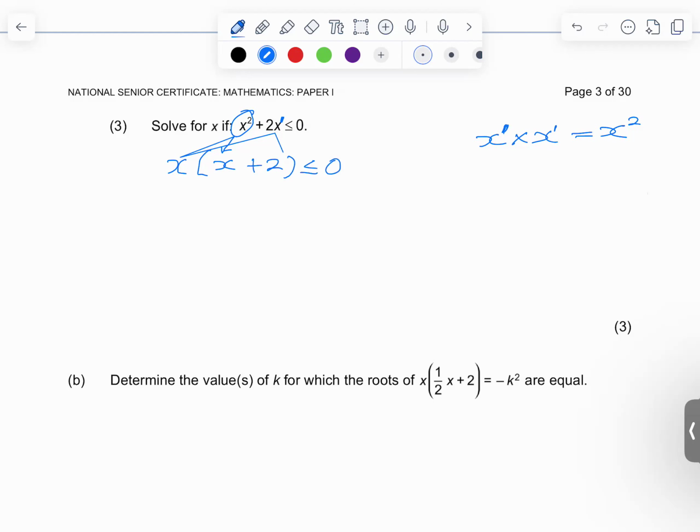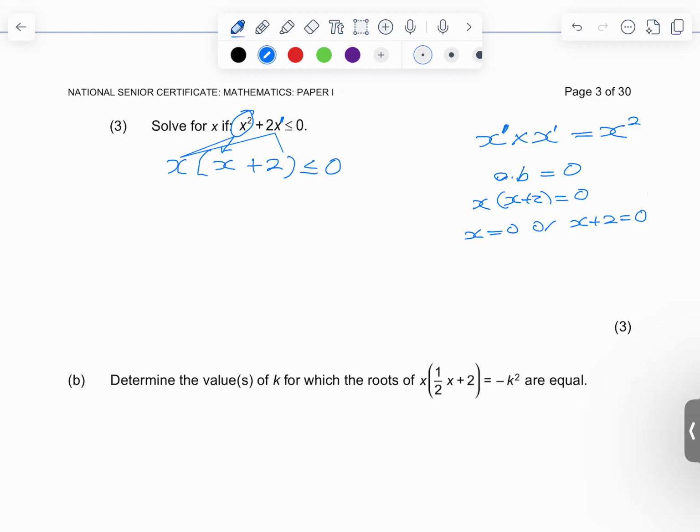For the next step, ignore the inequality. We are going to work out what we call critical values, which takes you back to what we did. So now what we have is that we've got A multiplied by B is equal to 0. A is x, B is x plus 2. You take this and you equate it to 0. Then you will say A, which is x, is equal to 0, or B, which is x plus 2, is also equal to 0. And then you solve for x.